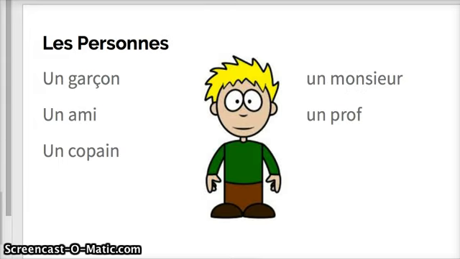Okay, les personnes. Pour les personnes, on a des vocab words. Un garçon, which is a boy. Un ami is a friend. Un copain is a friend, usually typically a boyfriend they will use that word with, or a good friend. Un monsieur is a mister, and un prof is a teacher. So notice these are all things that describe male people. And remember last week we talked about everything in French has a gender. Everything is either masculine or feminine. So these are examples of masculine words in French.